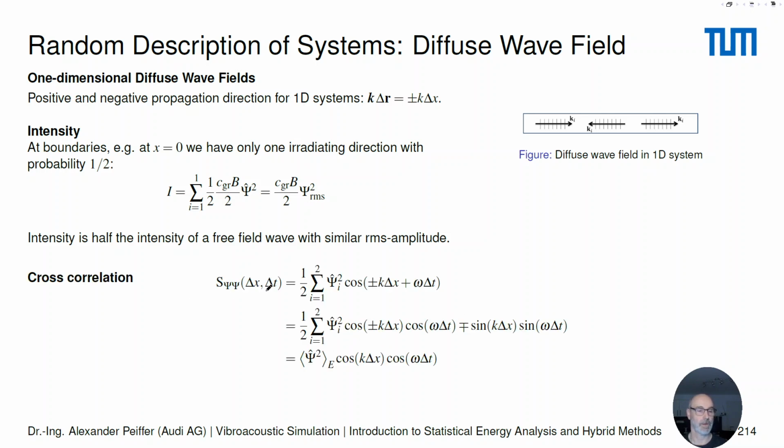Okay, now let's consider the cross correlation. The cross correlation in a free field, if it's independent from the location, is just given by the delta expression: the delta in space for the distance in space, and the delta t for the distance in time.